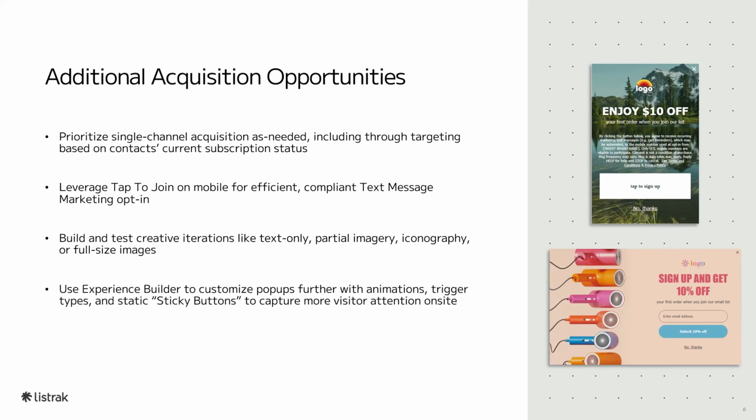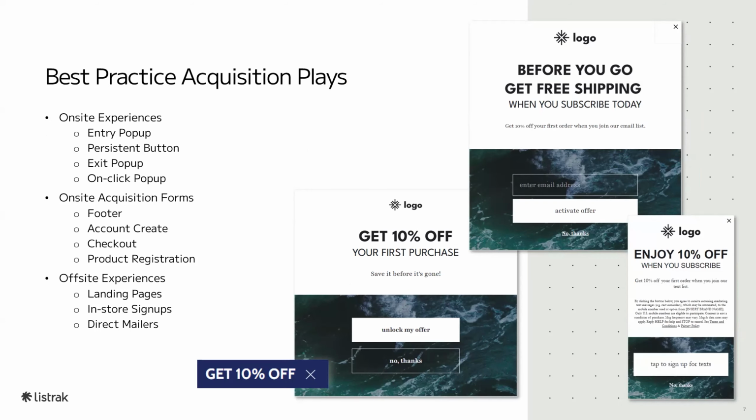You also can update imagery, text, and make any of the pre-existing creative that we have in Experience Builder your own. So we have a lot of pre-existing templates where maybe you change the logo out, you change the text, the images, the colors, the fonts to be more brand specific, but it makes those updates super easy. You could even do things like adding sticky buttons to your site as well, which allows you to essentially expand on your acquisition opportunities. Finally, we just wanted to put a few quick examples of our best practice acquisition plays.